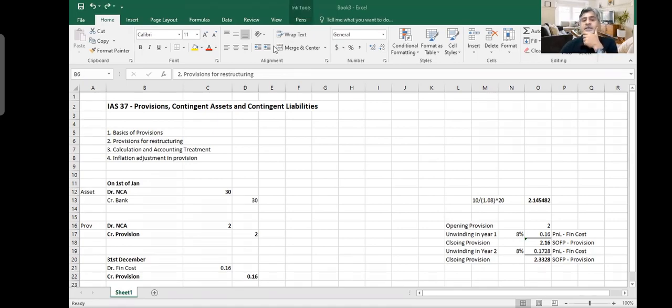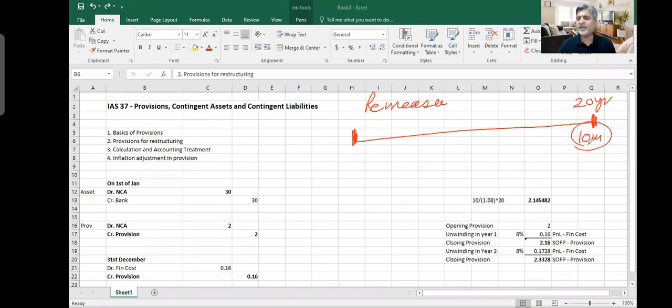Okay, sometimes it is also possible that you remeasure your provisions. Remeasurement means that, let's suppose, when I told you that this is a factory and you will have to restore it, and after 20 years the value is 10 million. How do you find out this 10 million?